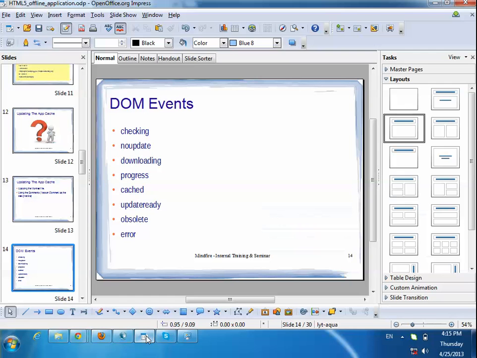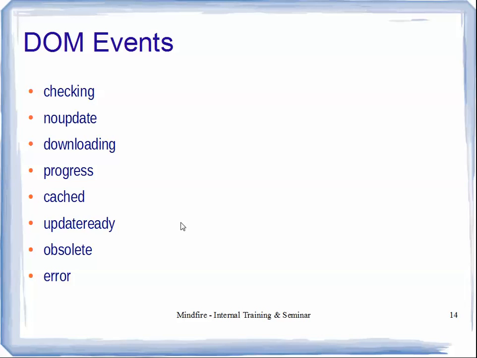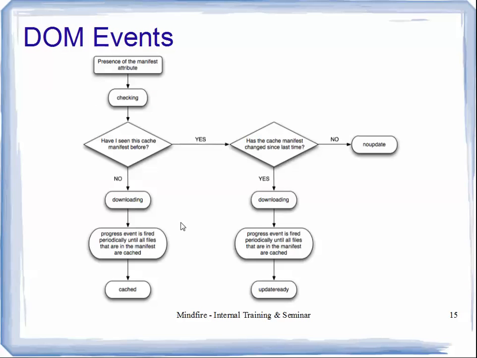Now actually I was talking about the events. These are all the events. Now let me show you how these events work. Initially, it will first check for the presence of the manifest attribute whenever it is accessing a website. That is the checking event. First it will fire the checking event.